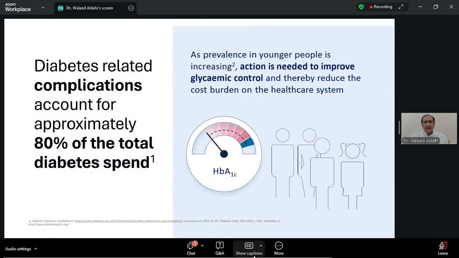We know that diabetes-related complications actually consume lots of money throughout the world. Approximately 80% of the total diabetes expenditure goes to these complications. And medications are the cheapest thing to deal with in diabetics. We always say that the new medications are expensive. They're not expensive compared to somebody who goes to the OR for a diabetic foot, or goes for a catheter, or goes for something else in the hospital.